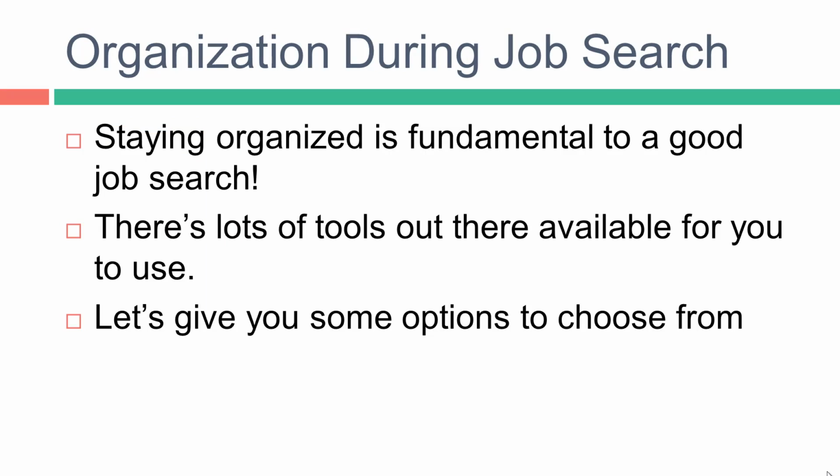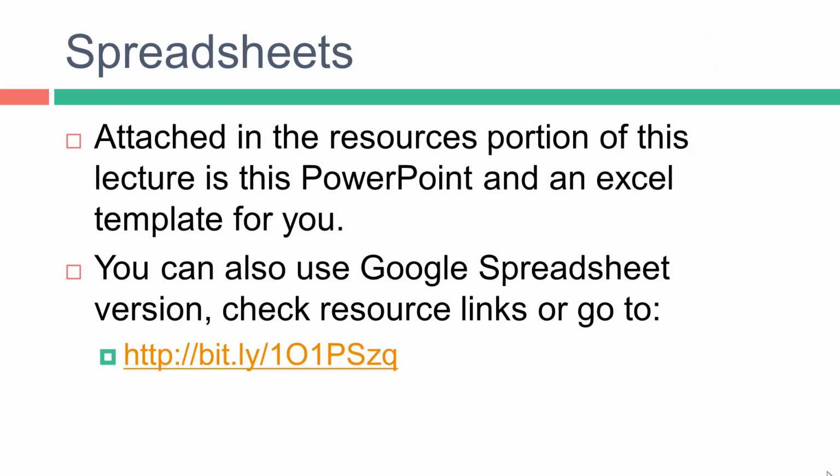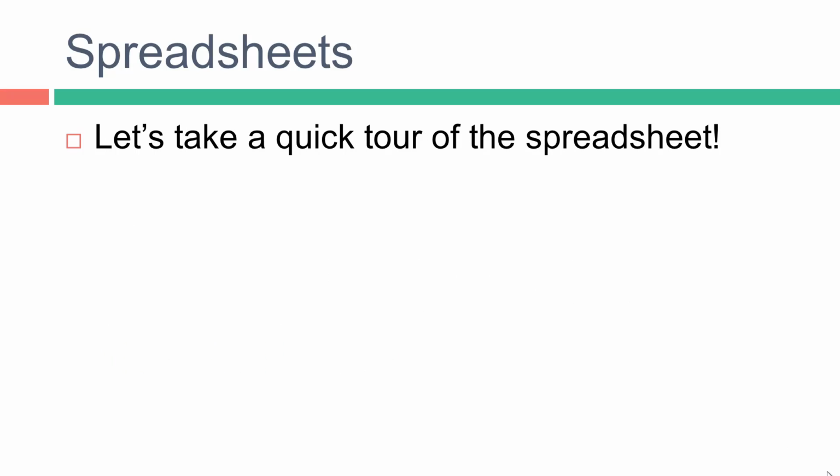So first off, staying organized is a fundamental part of a good job search. There's lots of tools out there available for you to use, so I'm going to give you some options to choose from. First off, just general spreadsheets. Attached in the resources portion of this lecture is this PowerPoint presentation and an Excel template for you. There's also a Google Spreadsheet version, and you can check out the resource links or go to this link right here after downloading this PowerPoint. So let's go ahead and take a quick tour of the spreadsheet provided for you.